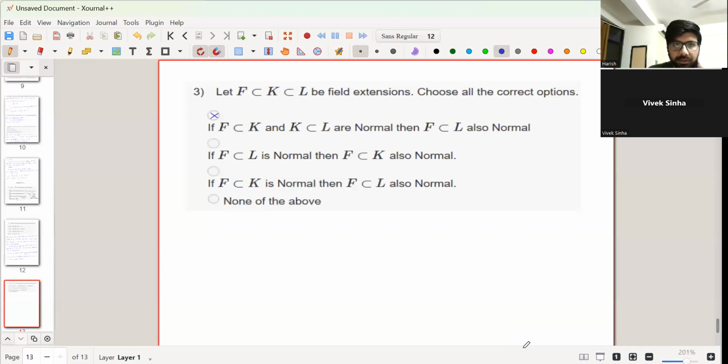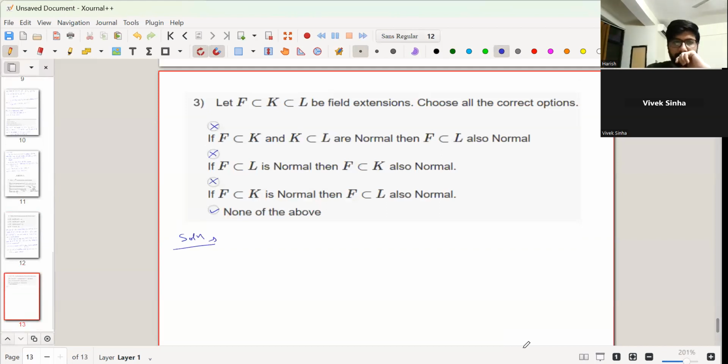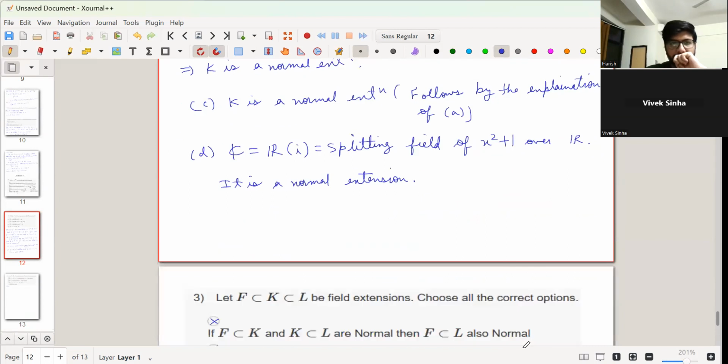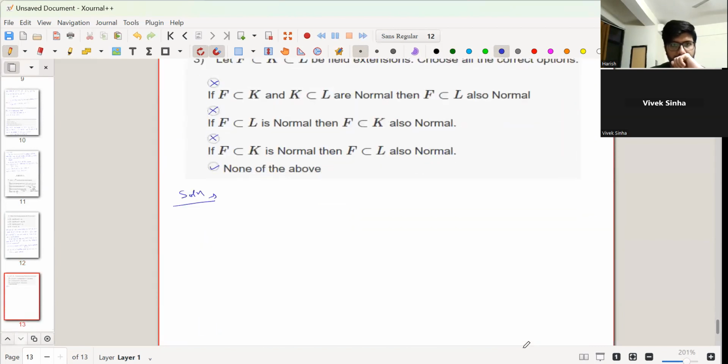First of all, sir, can we take the above example here? Example number two, yes, you can take. You take F to be Q, K to be just Q adjoin root 2, and L to be Q adjoin the fourth root of 2. So this follows from C part.